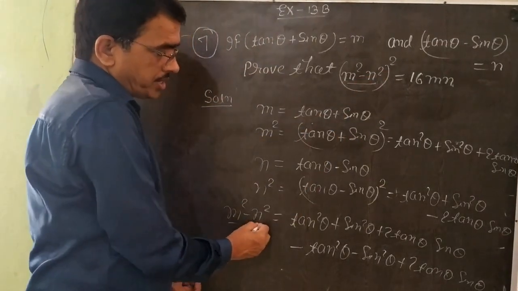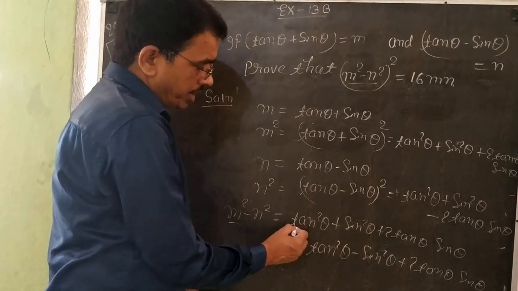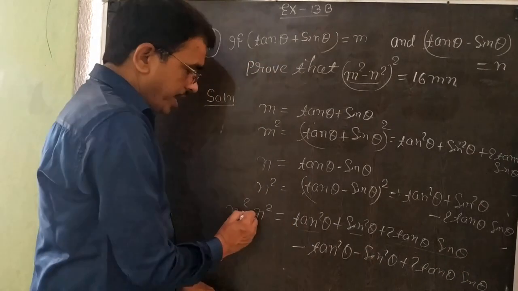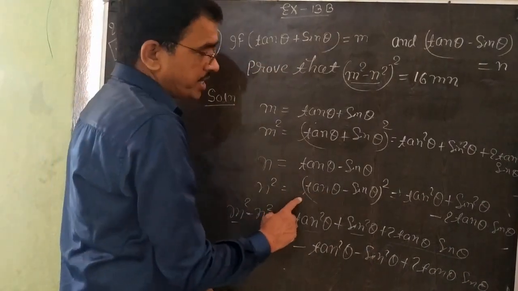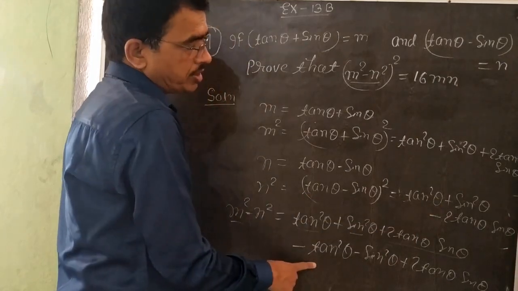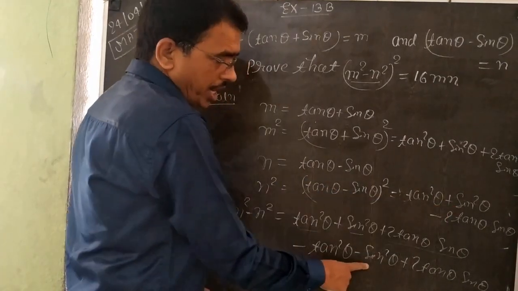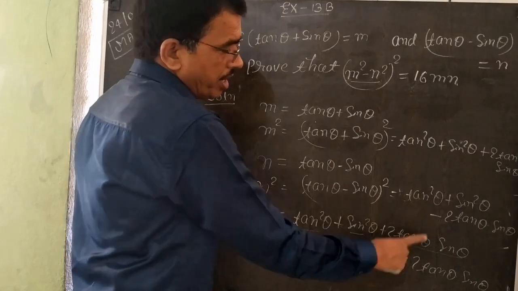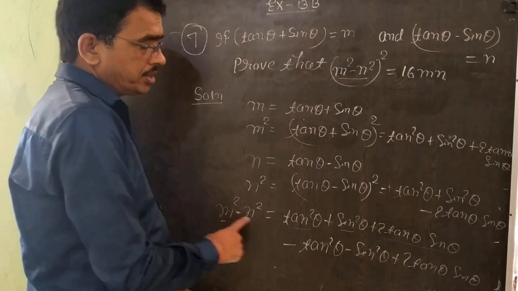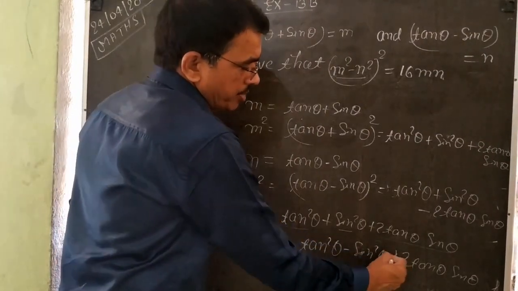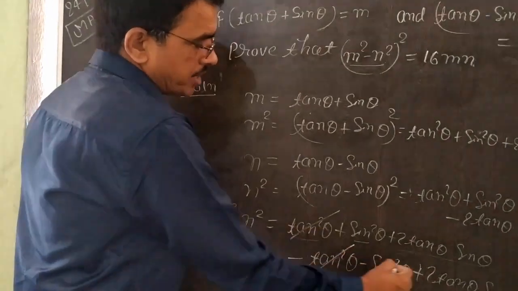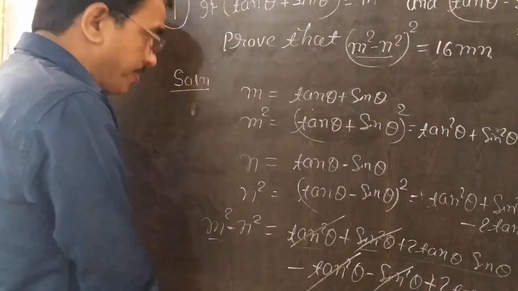So for m square minus n square, I substitute their values. m square is tan square, sin square and 2 tan theta sin theta. But here is the minus, so the value of n square will be changed. Here is plus tan square theta, so I write here minus tan square theta. Here is plus sin square theta, I change into minus sin square theta. But here is minus 2 tan theta sin theta, and because of the minus sign it will be plus. So here is plus 2 tan theta into sin theta. So minus tan square plus tan square, minus sin square plus sin square will be cancelled.